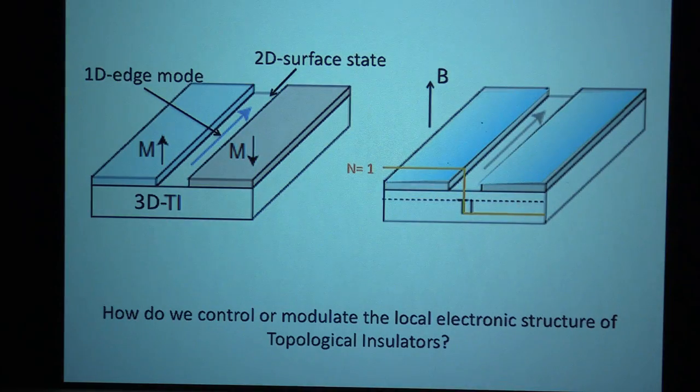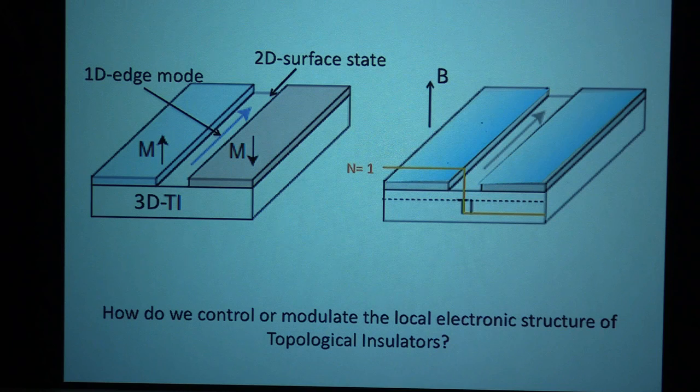So let's first start with the striped topological insulators. Why are stripes interesting in a bigger picture context? One of the reasons stripes might be interesting is you've heard many talks about trying to first realize edge modes and then measure edge modes.